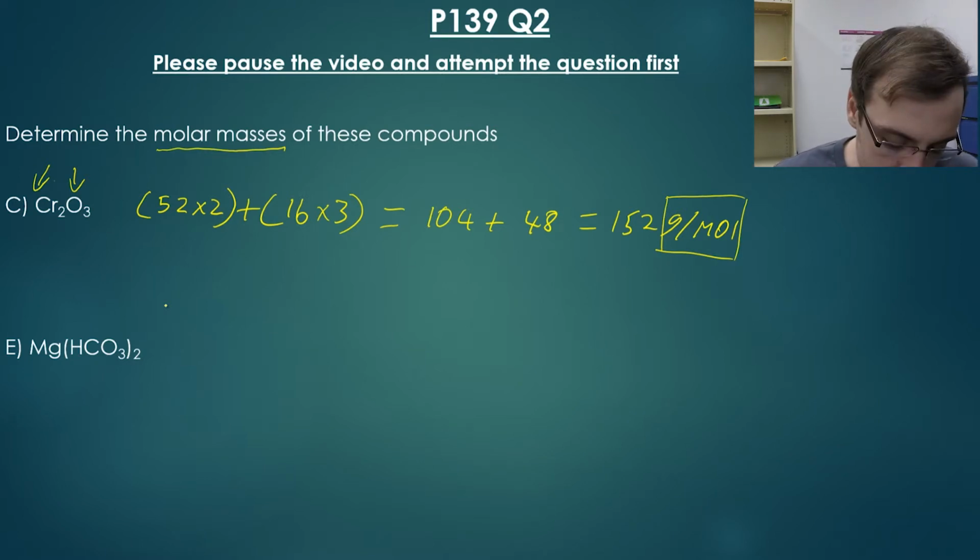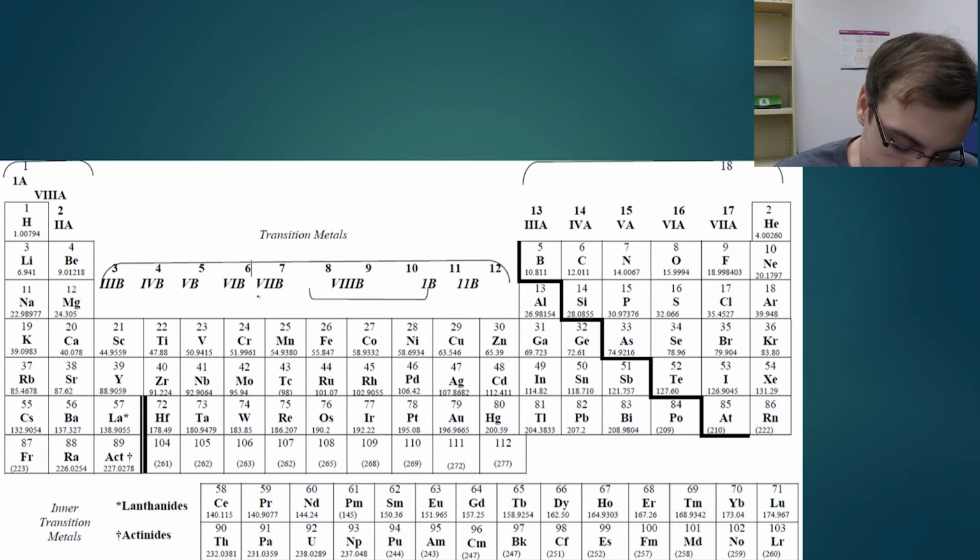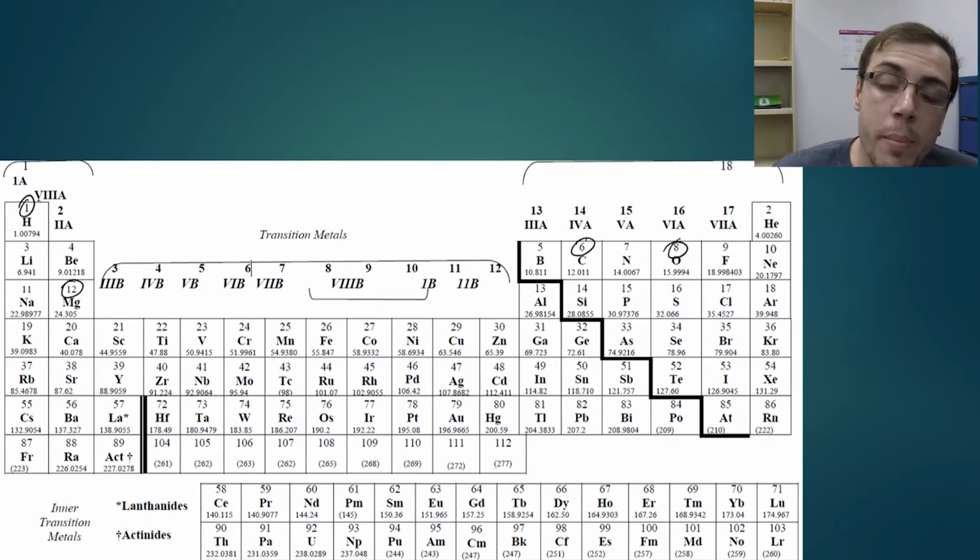So again, what we do is we go to our periodic table and we need to look at the molar masses for all of these individual elements. So the first one we're going to look for is Mg, magnesium. So we've got Mg over here, and we had carbon, and we had oxygen. And lastly, we also had hydrogen. So we're just going to make a note on what the molar mass of each of these elements are. So magnesium is 24.3.